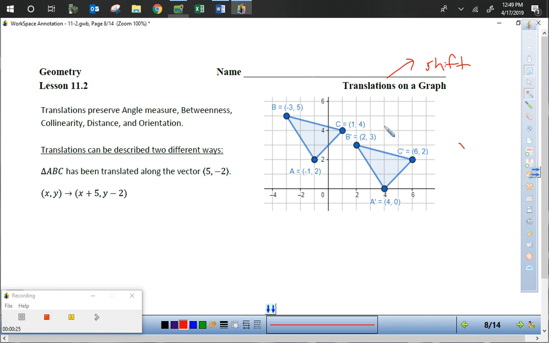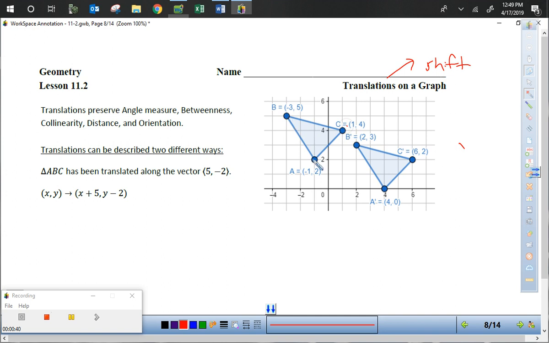So last time we talked about reflections, and with reflections we had the angle measures stay the same, the betweenness, so if B was between C and A, it stayed between those. Collinearity, the same side had the same letters on each picture. Distance, that side length didn't change, but this time there's one other thing that happens. Not only do we have the same size, same shape, which is what all those other things mean together, we also have the same orientation.